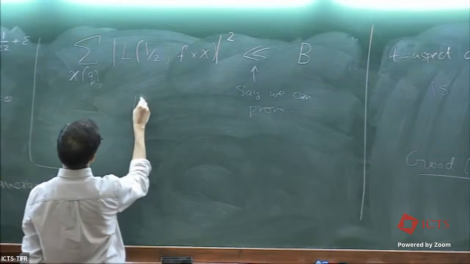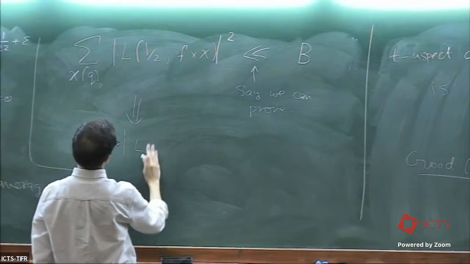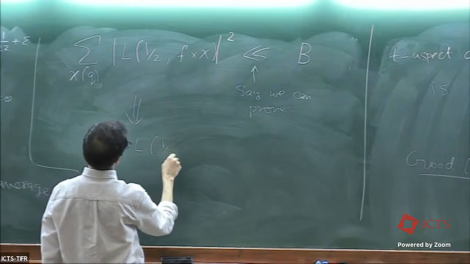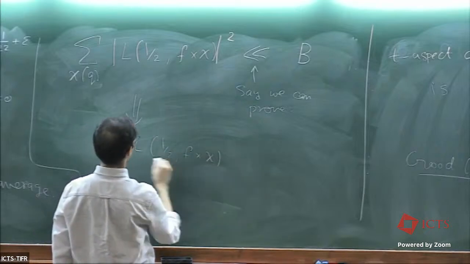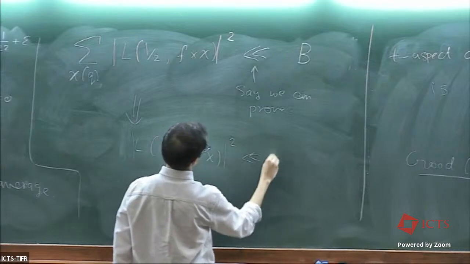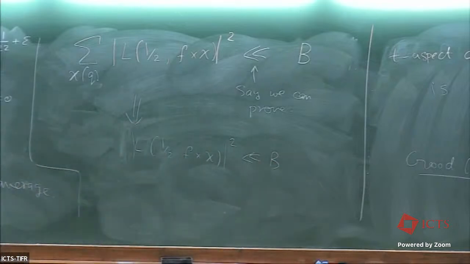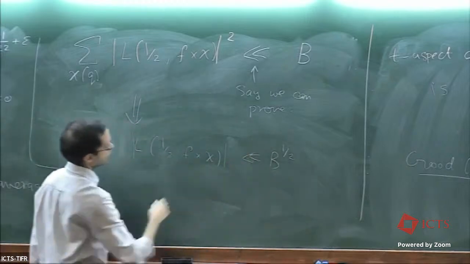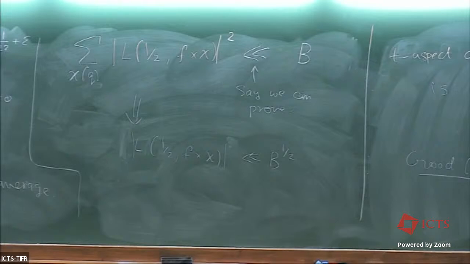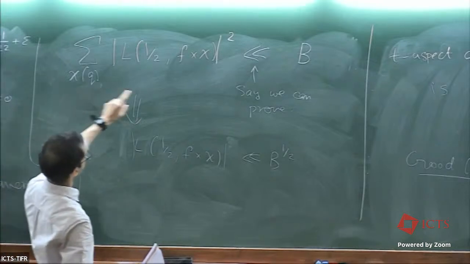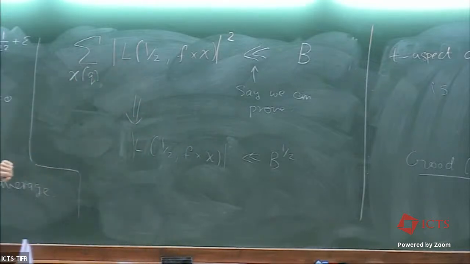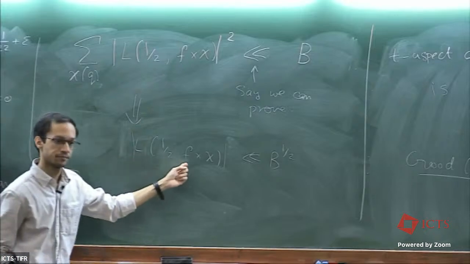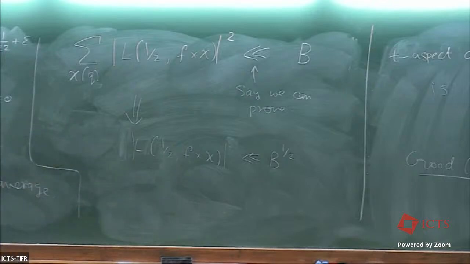Okay, so this is going to imply that |L(1/2, f × chi)| squared is less than B. And in particular, if you take the square root, you get the bound of B to the 1/2. So if you're able to prove a bound for a moment average of L functions, you can also get a bound for a single L function. Okay. So they considered a bound like this and got a bound like this.